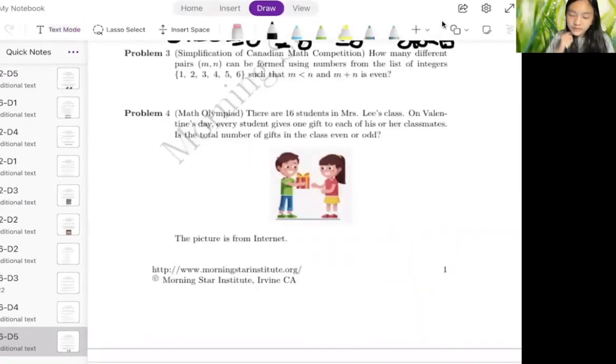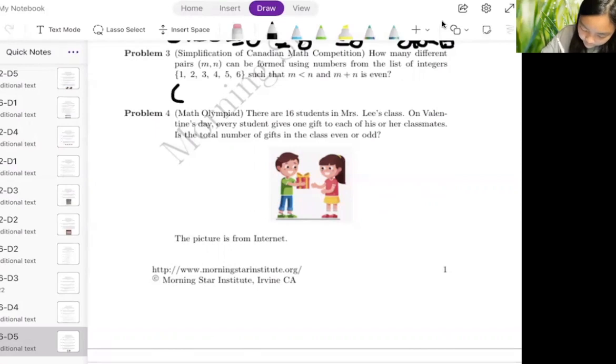Problem 3. How many different pairs mn can be formed using numbers from the list of integers 1, 2, 3, 4, 5, 6, such that m is smaller than n and m plus n is even? So for two numbers added together to be even, the numbers have to be either both even or both odd. So we can list them out.